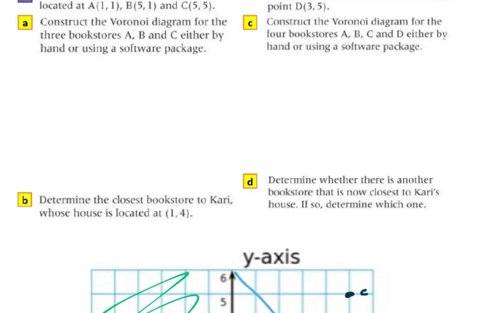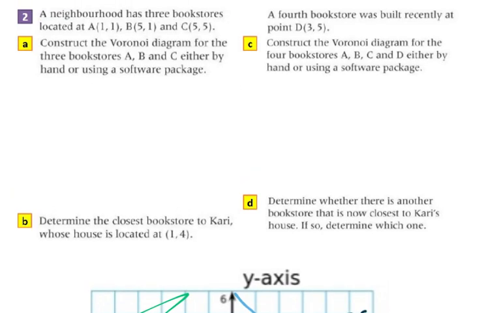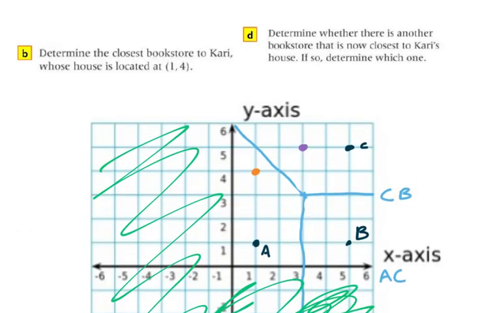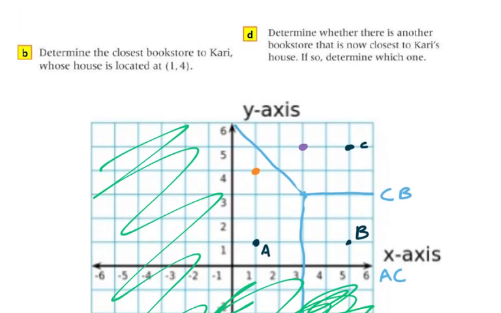Then part C, a fourth bookstore was built. This is where we'll go through the method of how you use the midpoint and the gradient to draw a perpendicular bisector quite quickly and effectively. The fourth bookstore was built recently at (3, 5). So I've added that bookstore, which I think was called D. Well, that makes a lot of sense, doesn't it? So there is D.